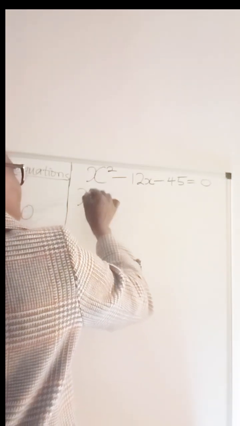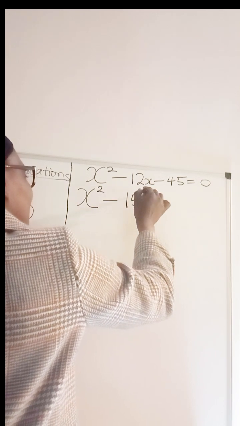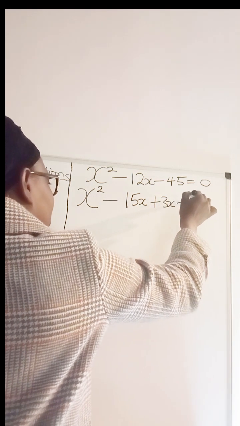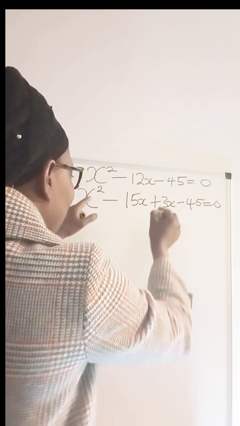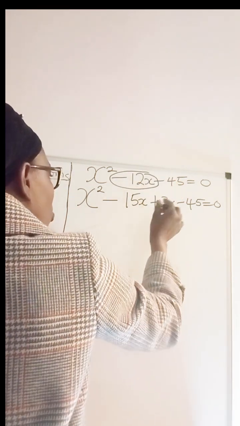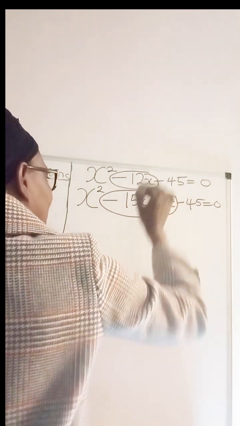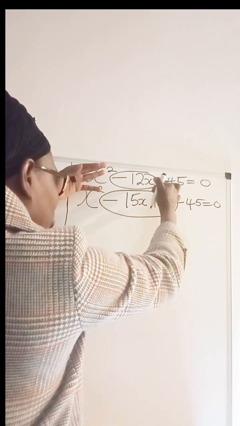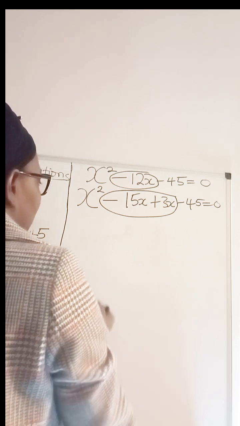And the next line we'll be having now will be x squared minus 15x plus 3x minus 45 equals 0. In other words, we are trying to replace this minus 12x with minus 15x plus 3x. Minus 15x plus 3x is replacing minus 12x. So let's go into the factorization now.